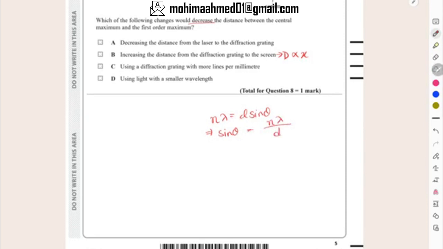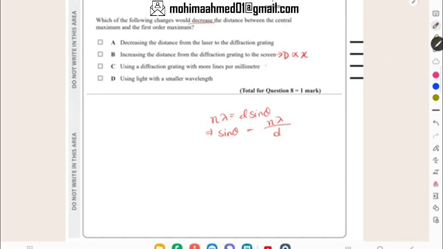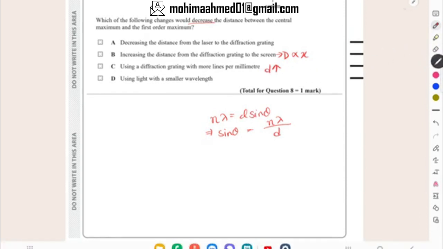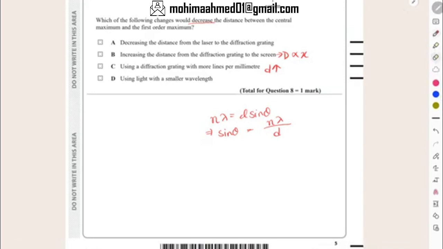If they are talking about having more lines per millimeter, that means you're trying to increase the value for your small d? Small d represents the distance between each line on those diffraction grating screens, right? So if your diffraction grating now has more lines, in that case your value for d is actually going to decrease. If you have more lines, that means the distance is supposed to be decreased for each line. So the value for d actually decreases.